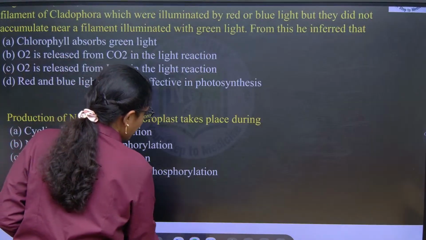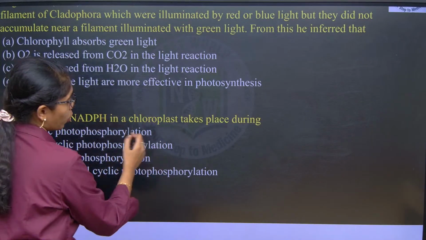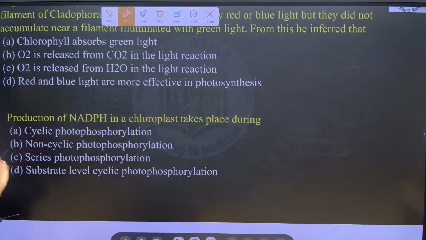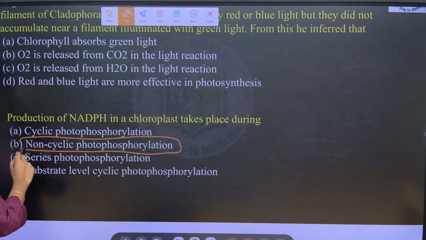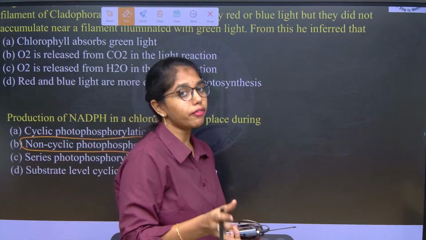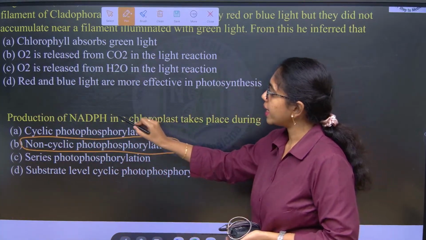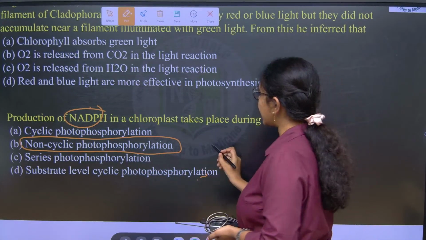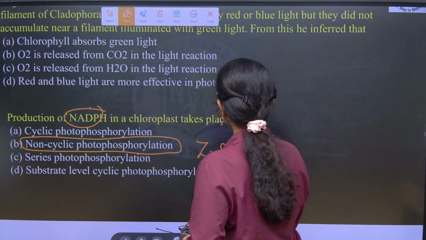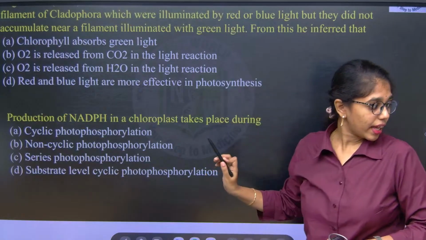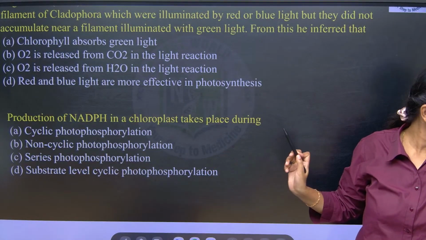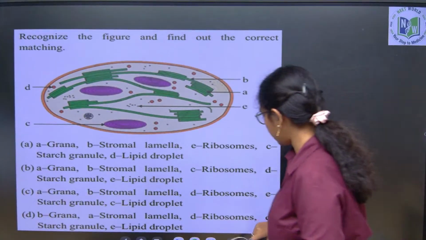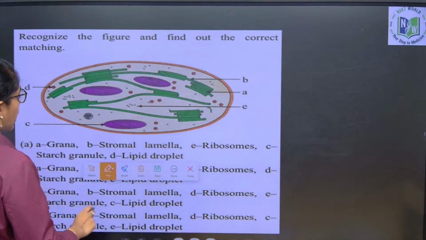Now, reduction of NADPH takes place during what? Non-cyclic photophosphorylation that happens in higher plants, oxygenic photosynthesis. So production of NADPH in chloroplast takes place in non-cyclic photophosphorylation at the end of the Z scheme. If you want me to explain anything, just ask me. Any concept that needs to be dealt with, or anything you want to revise at this point of your preparation, you can ask me.